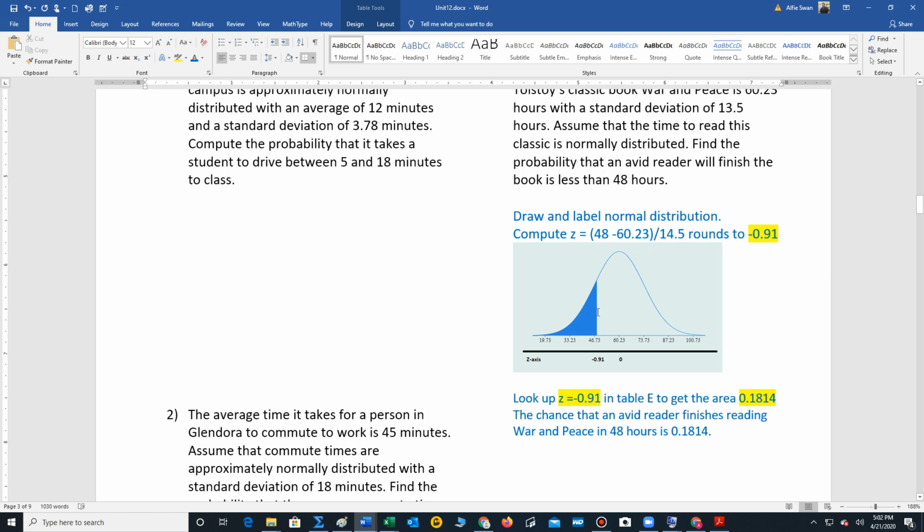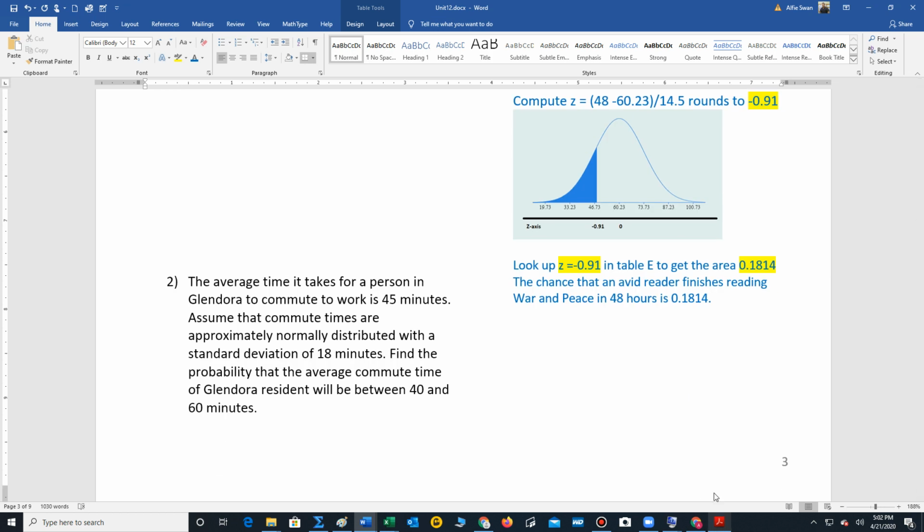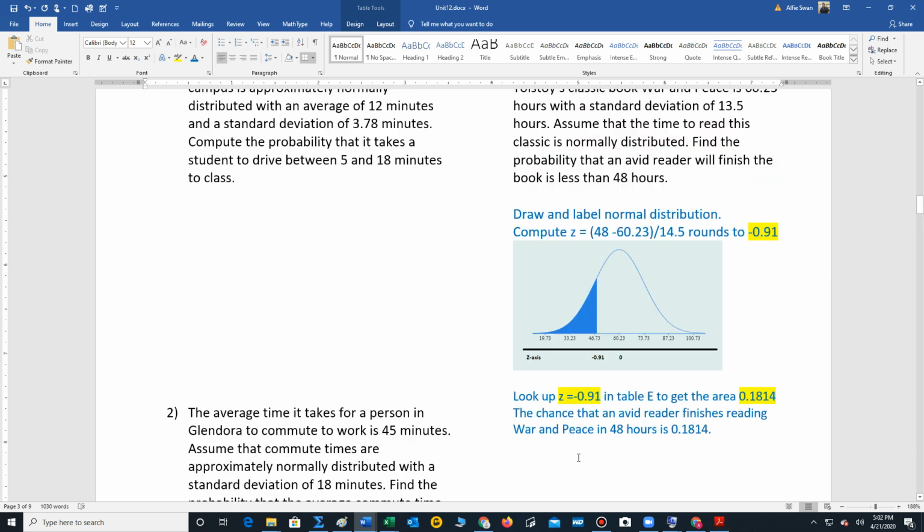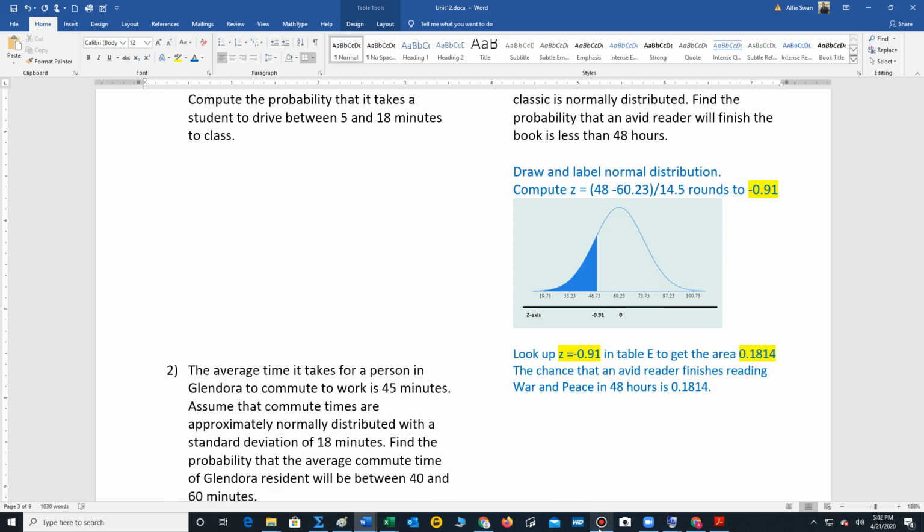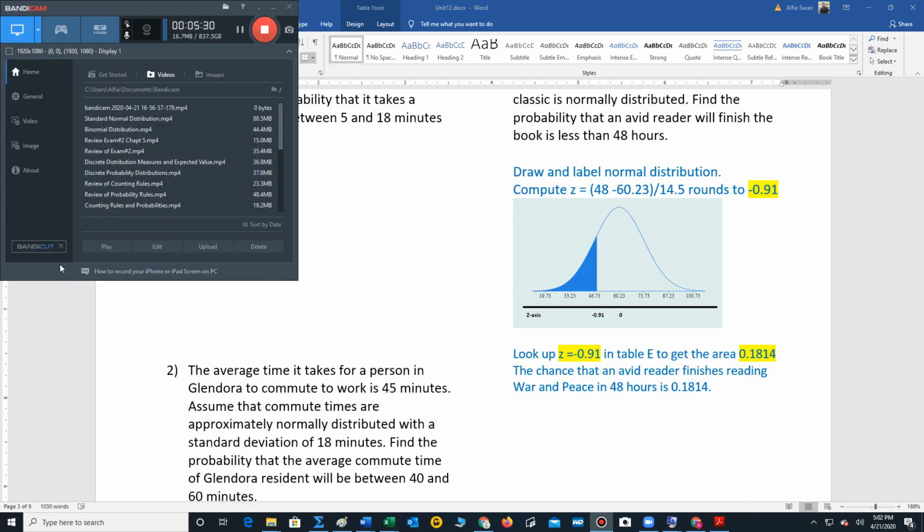And all we have to do is to look up this area in our table E, and we're going to get the area to be 0.1814. So the chance that a person will read this classic book, War and Peace, very long book, very intricate, complicated book, is 0.1814. And so go ahead and work on the other two problems using this methodology. And we'll come back and look at what are called cutoff scores next.